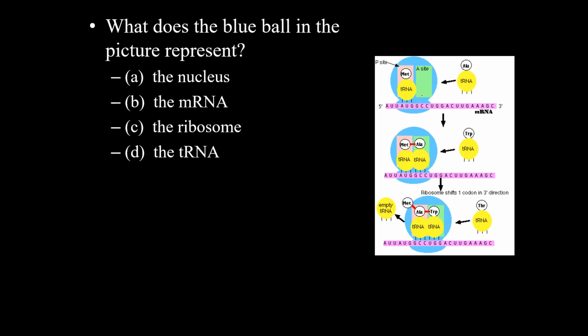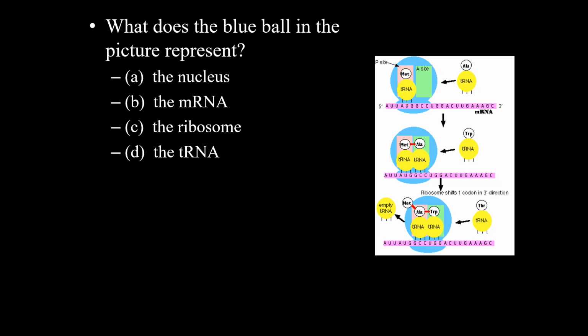Ribosomes, that's what acts as a chef. It reads the recipe and then it cooks the protein, and so the blue in this picture would be the ribosome. tRNA is what I called earlier the sous chef. It brings the ingredients, the amino acids, to the ribosome so the ribosome can do the cooking.